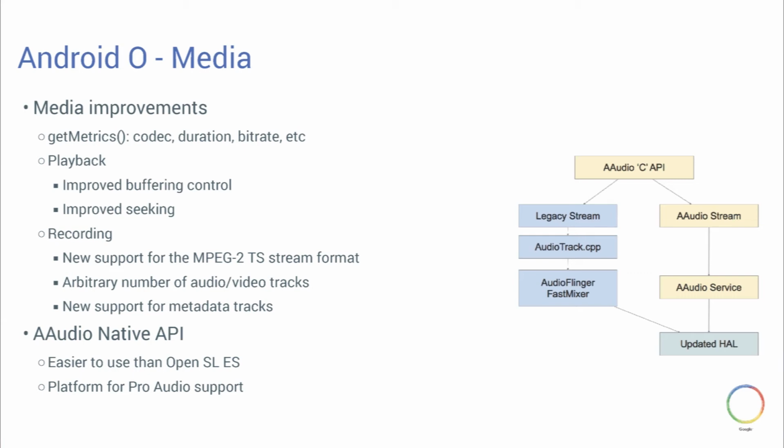If your application is building low latency pro audio types of applications, we also add a C library called AAudio. This is a very easy to use API compared to OpenSL ES, and it will provide you low latency audio support.